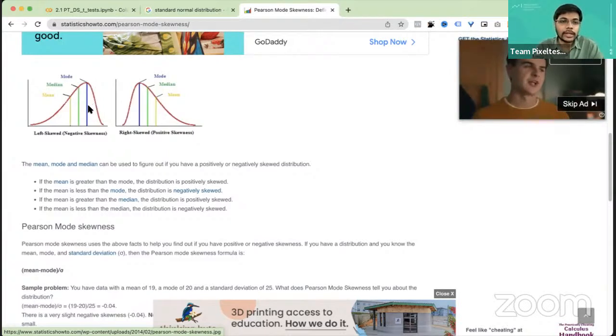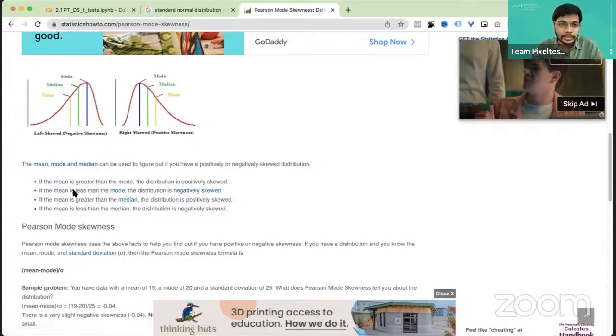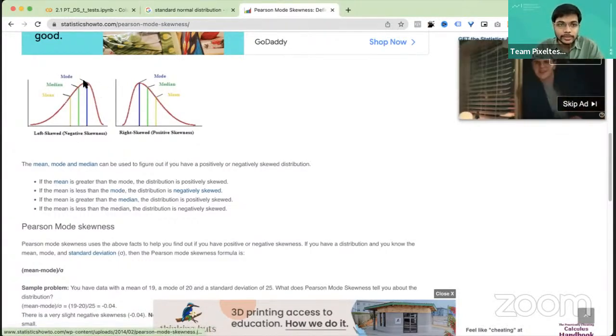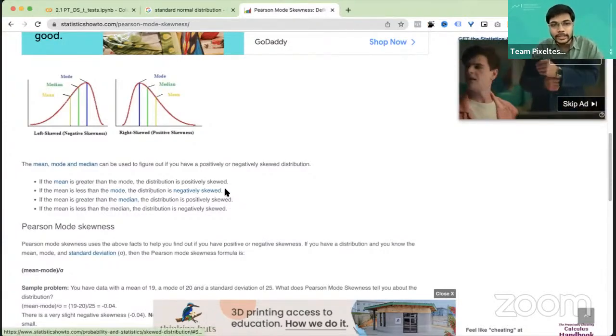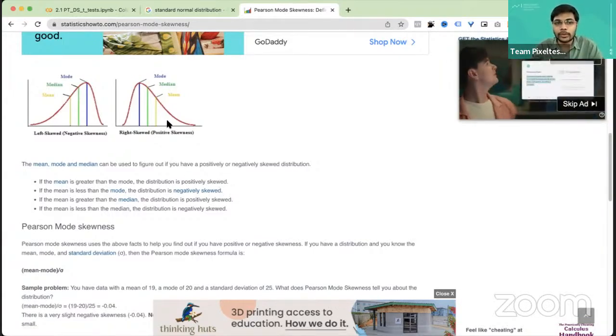But if at all we want to understand it by numbers, we see that whenever the mean, the center, is less than the mode, the highest point, the distribution is negatively skewed. So this is what we've also understood.